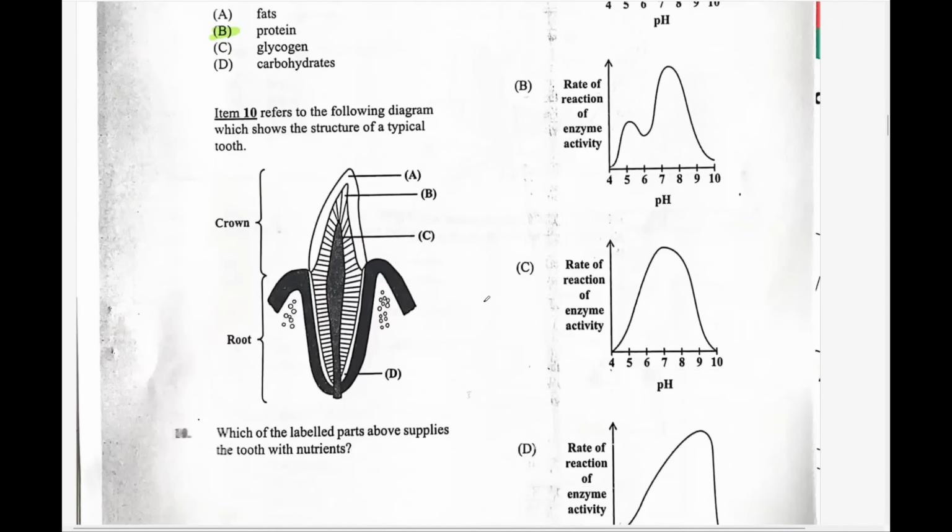Question 10 refers to the following diagram, which shows the structure of a typical tooth. Which of the following labeled parts above supplies the tooth with nutrients? And you will have to go with C. It's pointing to the pulp cavity area. So that's the area with the blood vessels.